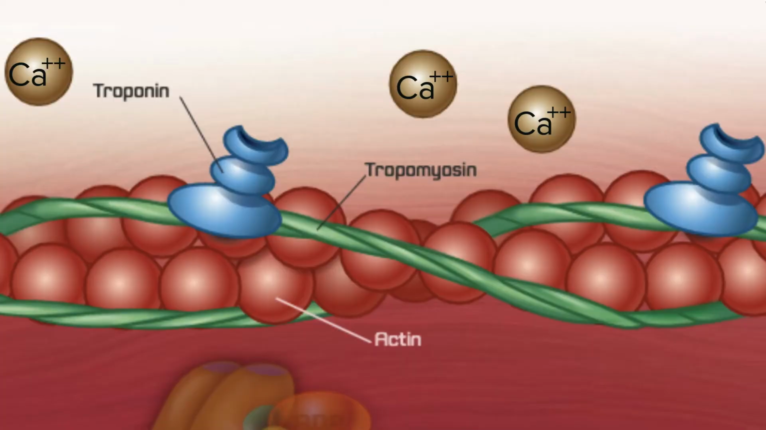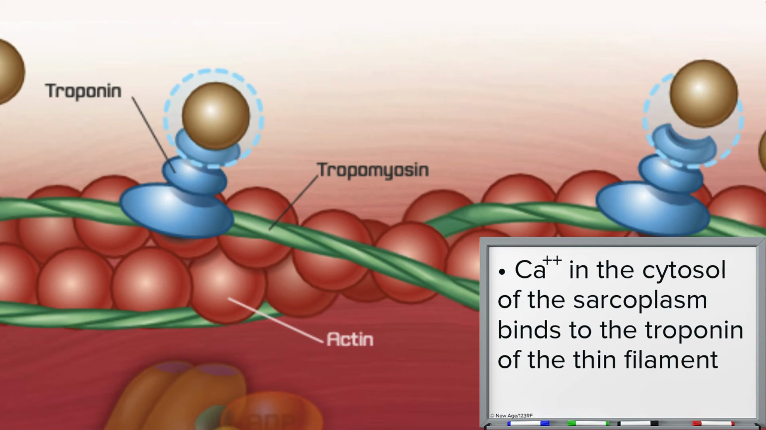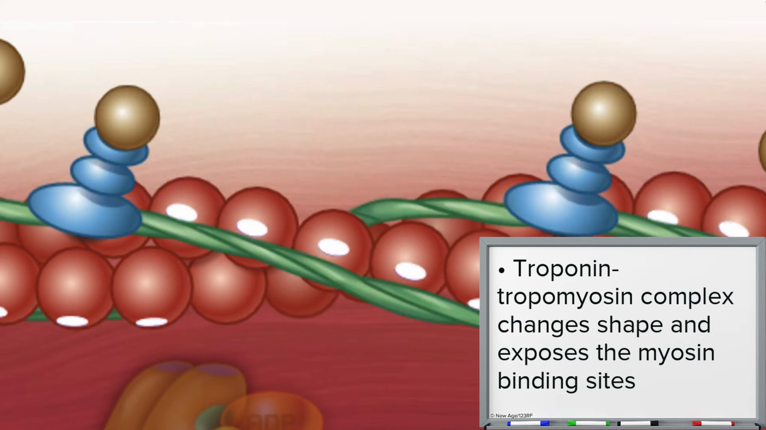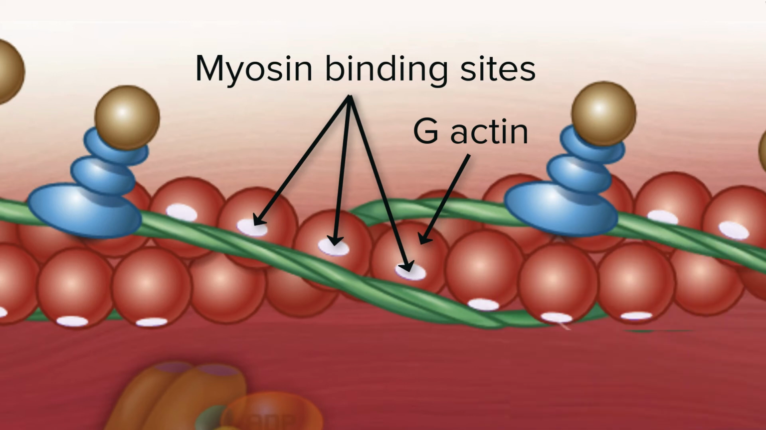The calcium ions in the cytosol can now bind to the troponin of the sarcomere's thin filaments. This binding causes the troponin-tropomyosin complex to undergo its own conformational change, exposing the myosin binding sites on the G-actin of the thin filaments. These sites are now available for binding to myosin heads.